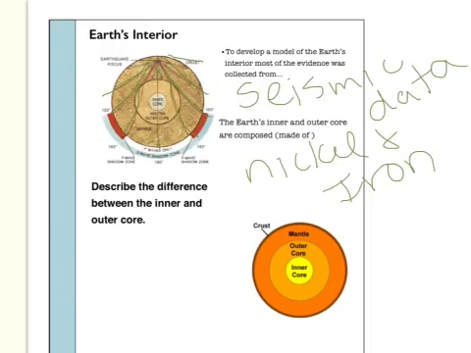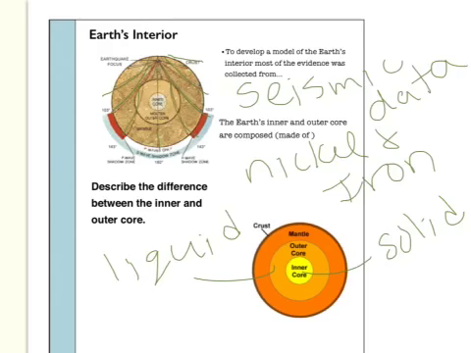The Earth's inner and outer core is composed of nickel and iron. Describe the difference between the inner and outer core. The inner and outer core are both made of the same material. However, the inner core is solid and the outer core is liquid.